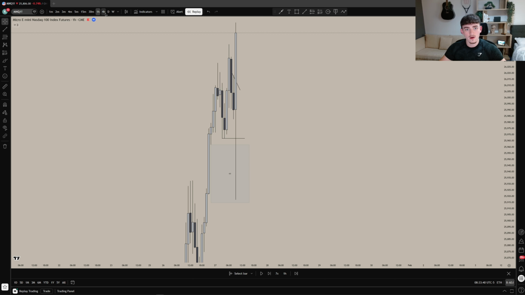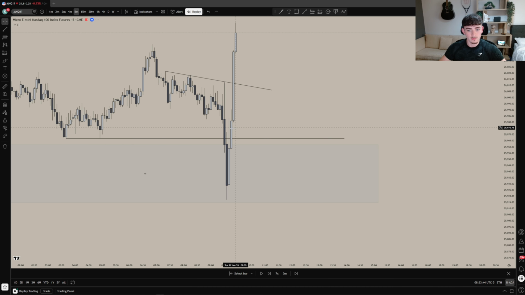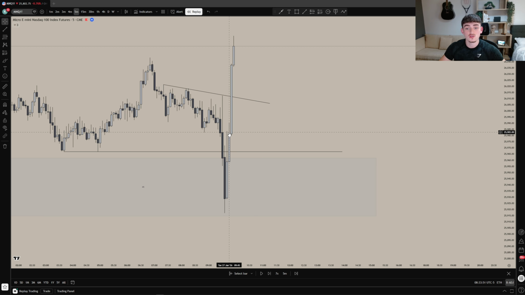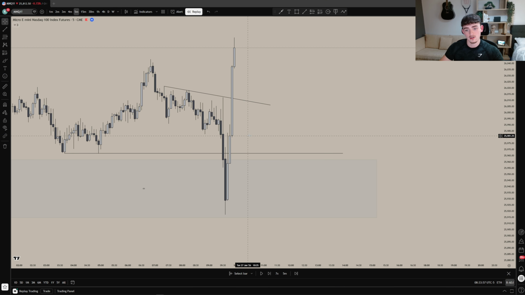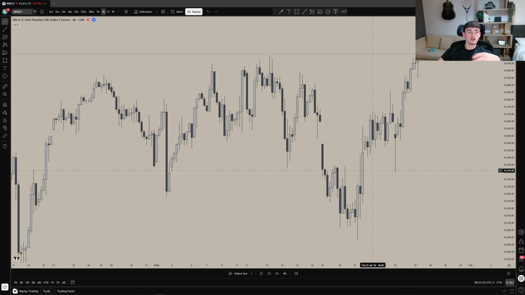So we have respected the 1-hour, 4-hour, and 15 minutes, and then we inverse the 5-minute. So we are bearish on the lower time frame, we switch bullish on the 5-minute time frame, and we are bullish on the higher time frames. So now we are all aligned, and then we look to take that long, which, as you can see, plays out well.